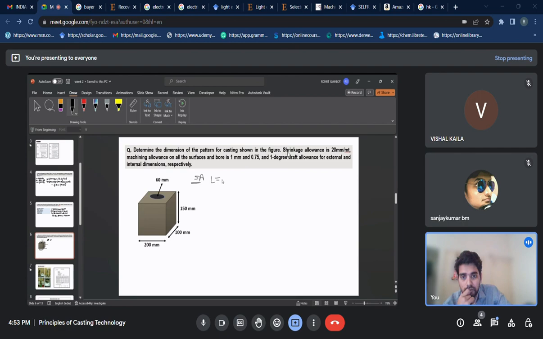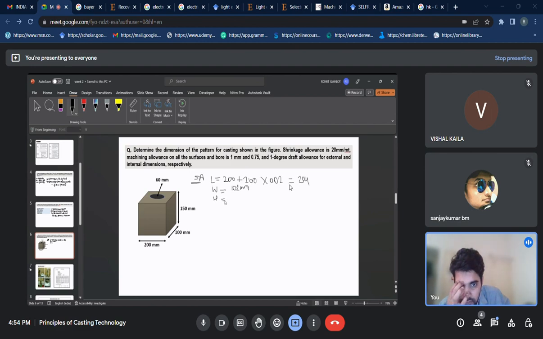So the first part is the very simple one. If I do consider the shrinkage allowance, then here the length will be, I will write for one and then proceed like for the others. So the length will be 200 plus 200 multiplying by 0.02. It will come around 204 mm.